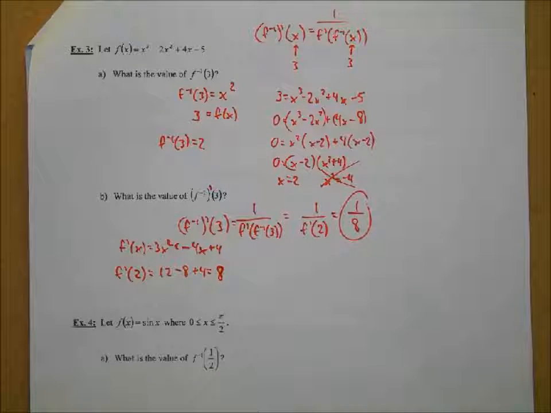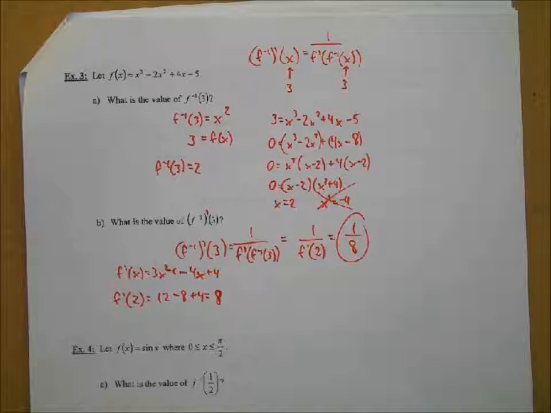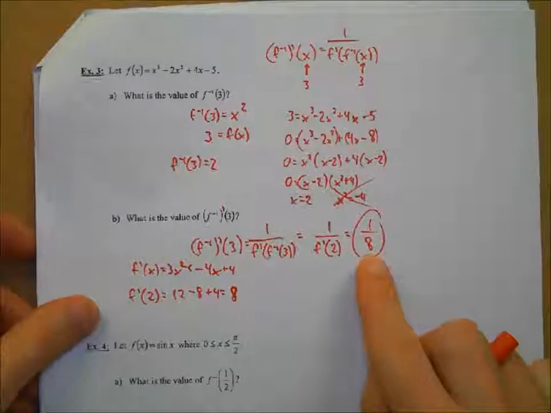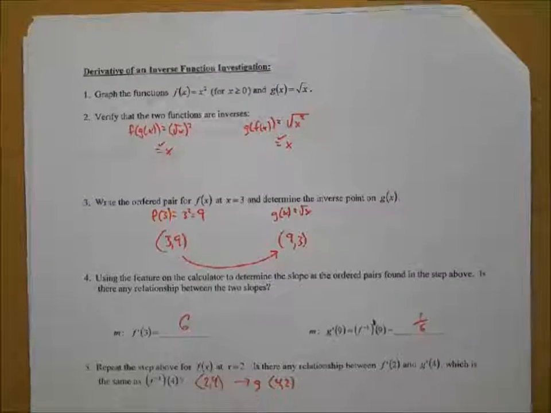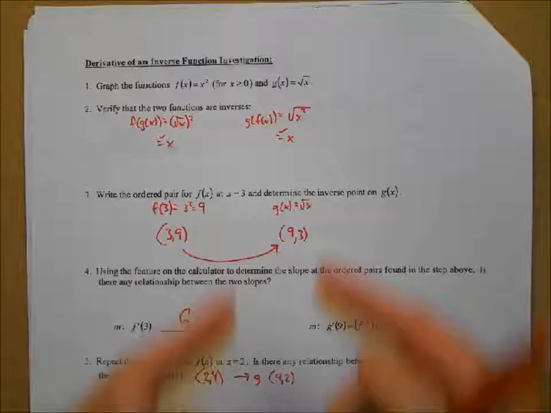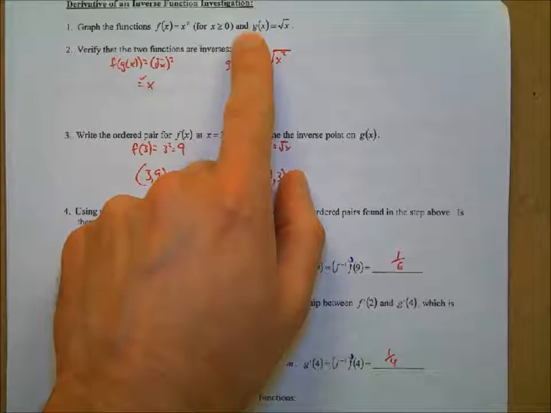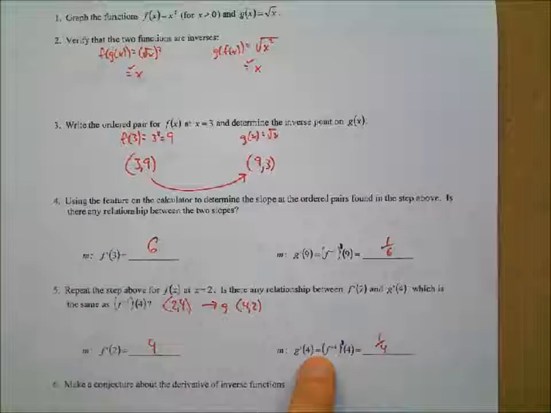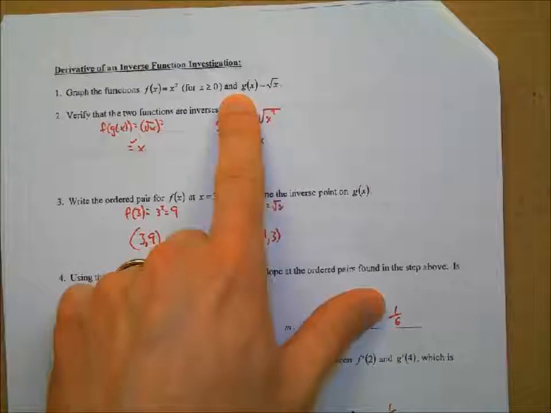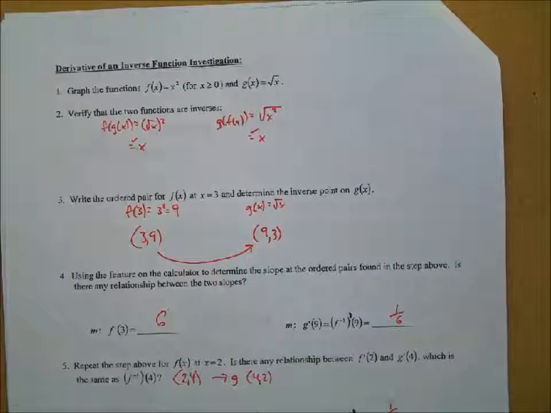Okay, 1 over 8. So you might be wondering to yourself, Mr. Blumeyer, why did we go through all of that work to figure this out, right? In the previous example, we had our function, we had our inverse. If I wanted to find f inverse prime of 9 or f inverse prime of 4, I could just take the derivative of my inverse here and then plug in the 9 or the 4, right? I had my inverse.